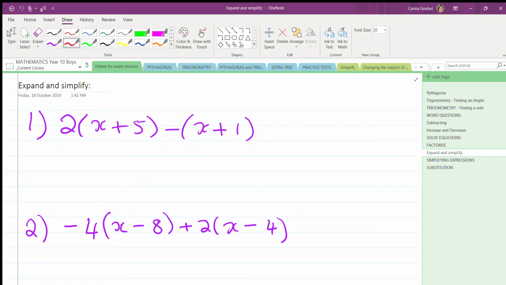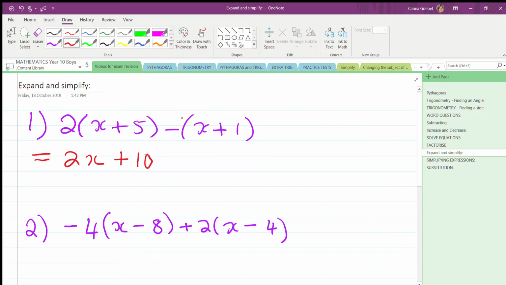Okay, here I am again. We are going to be expanding and simplifying these expressions. So you're going to multiply out your bracket here. So 2 times x gives you 2x. 2 times 5 is 10. Be mindful of the sign there, that is a plus. So that is plus 10.